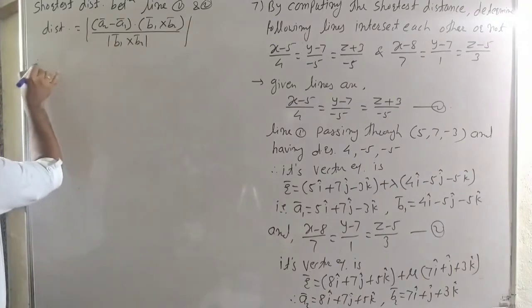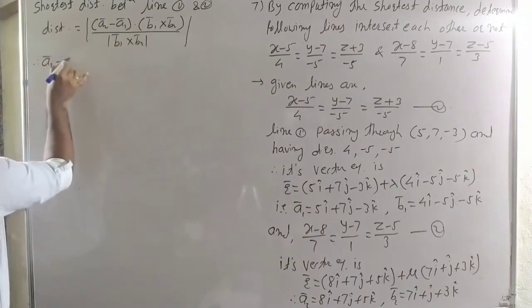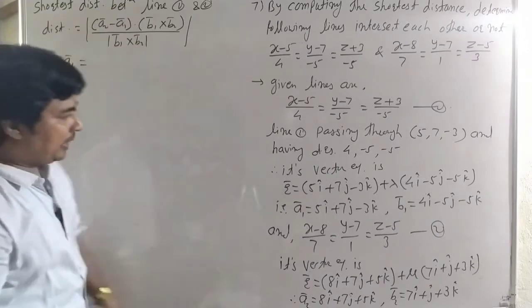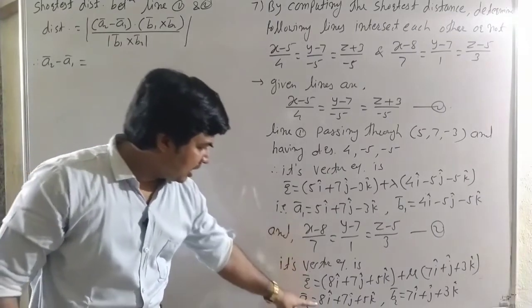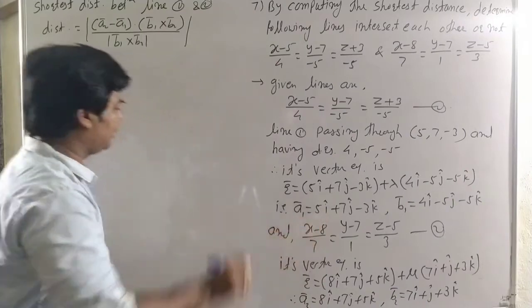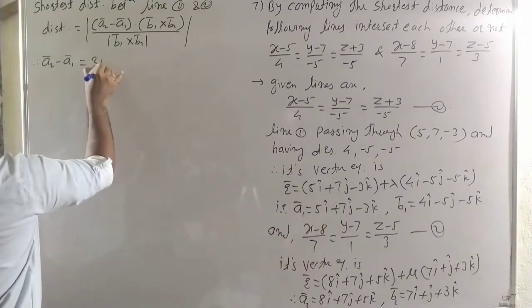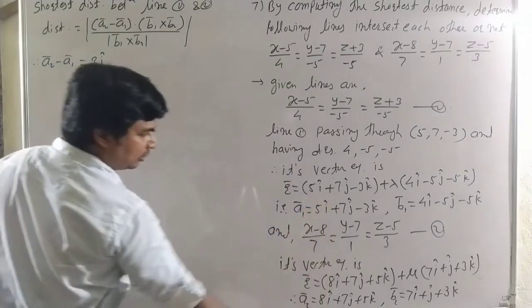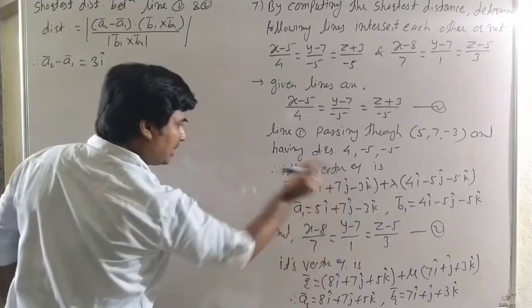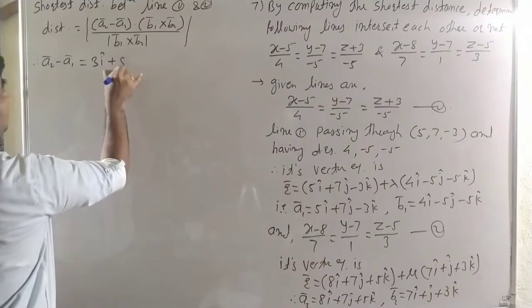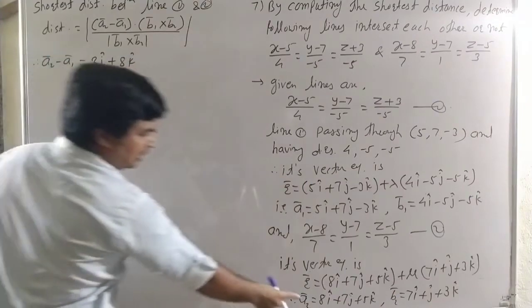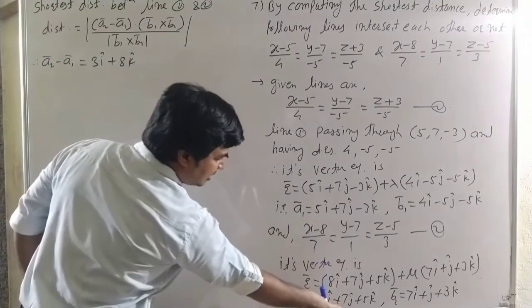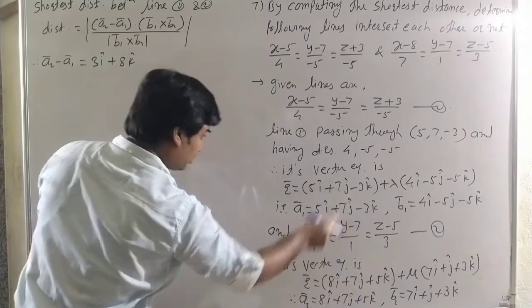Now first find a2 bar minus a1 bar. Here a2 minus a1: 8i minus 5i is 3i, 7j minus 7j is 0, 5k minus (minus 3k) is plus 8k. Okay, here 8 minus 5 is 3, 7 minus 7 is 0, and 5 minus (minus 3) is 8.